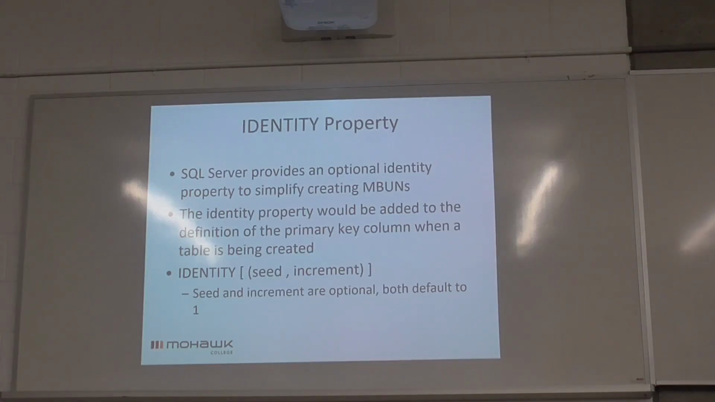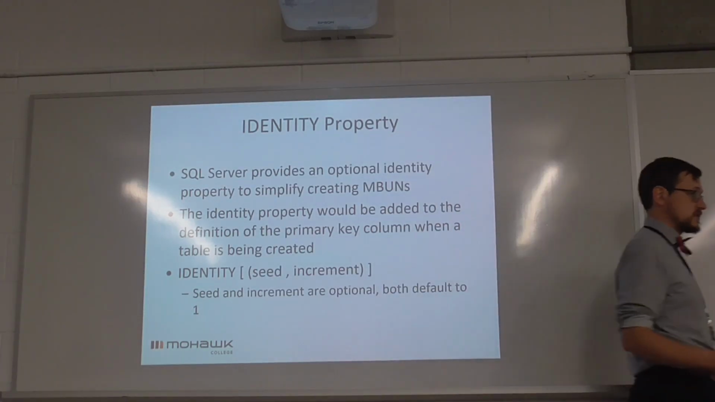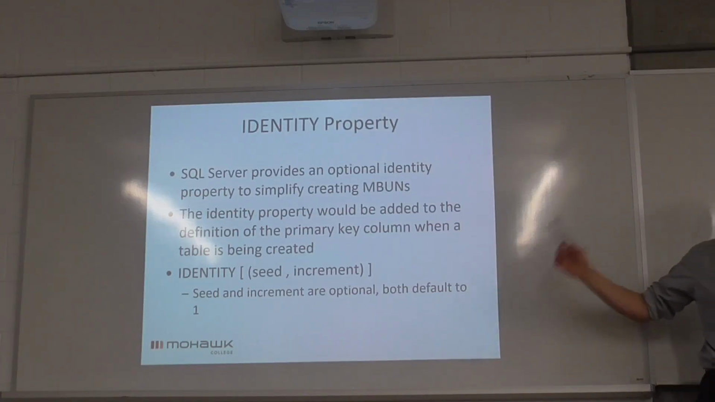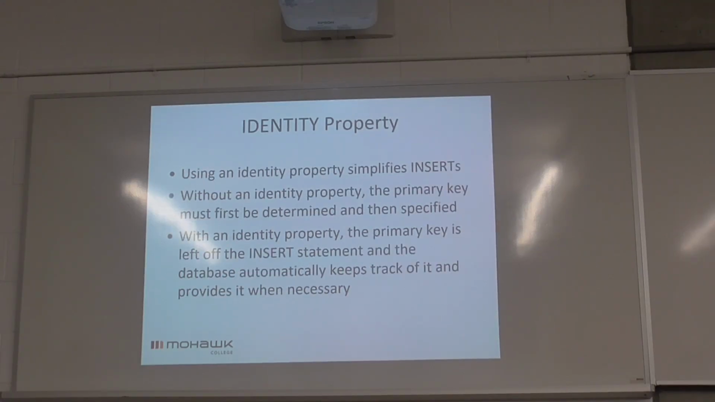Seed and increment are both optional, defaulting to 1, but if you want your IDs to start at 10,000, you can have them start at 10,000. Make sense? So far, so good. Any questions? Okay.